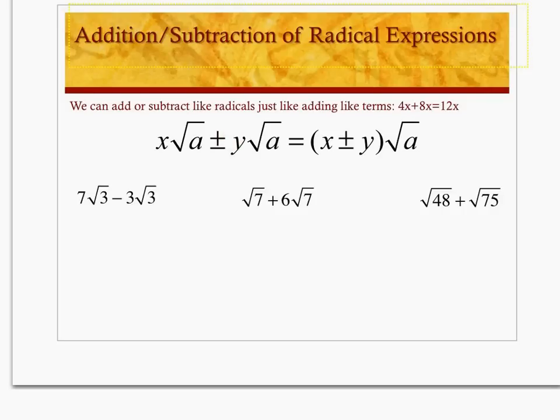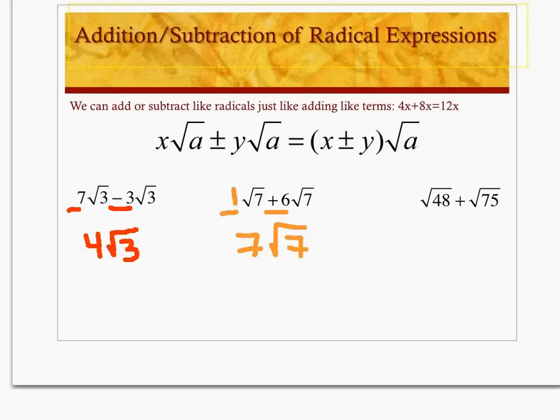So looking at this example, I have square root of 3, square root of 3, so those are the same last name. So then I just look at the coefficients, 7 and negative 3. So 7 minus 3, I get 4, so 4 square root of 3. Now looking at my next example here, I have square root of 7 and square root of 7, same last name, right? So that means I just look at the coefficients. Now remember, anything that you can't see is a 1, right? So there's a 1 there. So that's 1 plus 6, which gives me 7. So that's 7 radical 7. Funky looking radical. 7 radical 7.